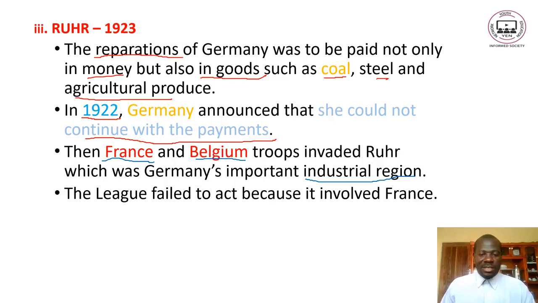So the League failed to intervene. The League failed again there. Why did it fail? Because that activity involved France, one of the permanent or original members of the League. So it failed to act there.